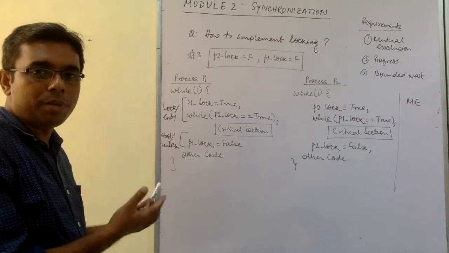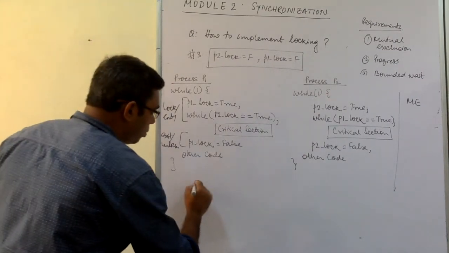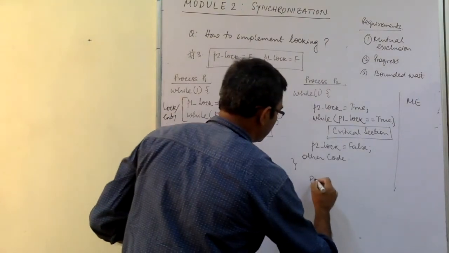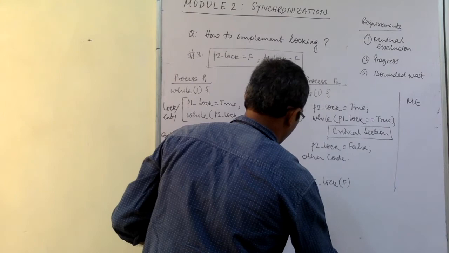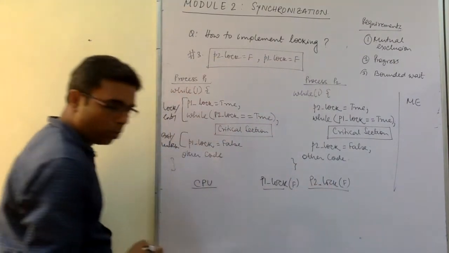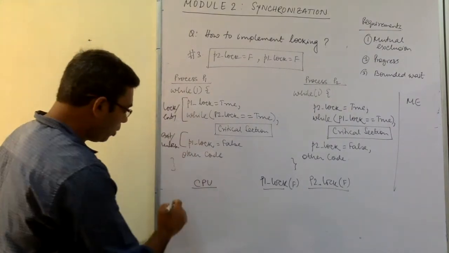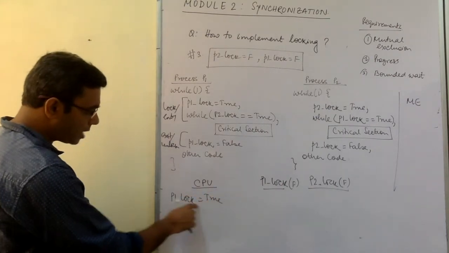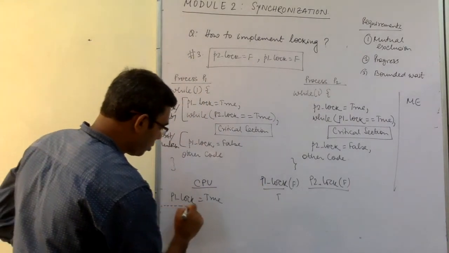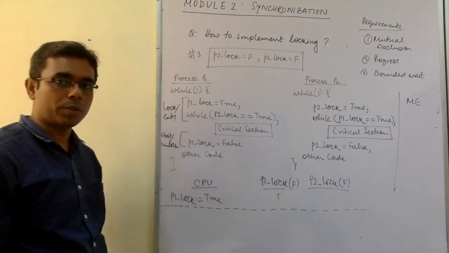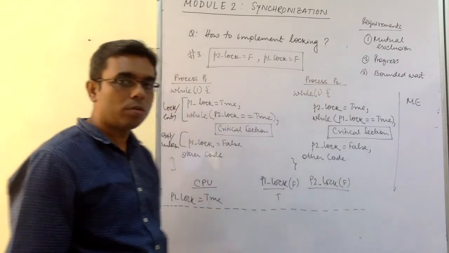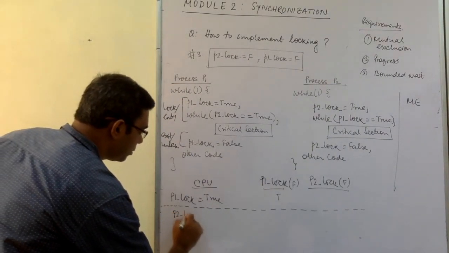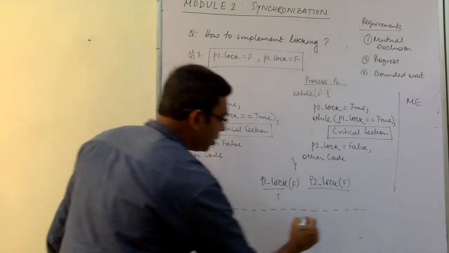Now let's look at the other possibilities that can happen. We have P1 lock and P2 lock. Remember, both of them have been initialized to false, and with this you would like to execute this one. So say P1 lock has been made true. So that means this becomes true, and suppose there's a context switch. P2 starts executing. P2 also executes this line, and that means this becomes true.